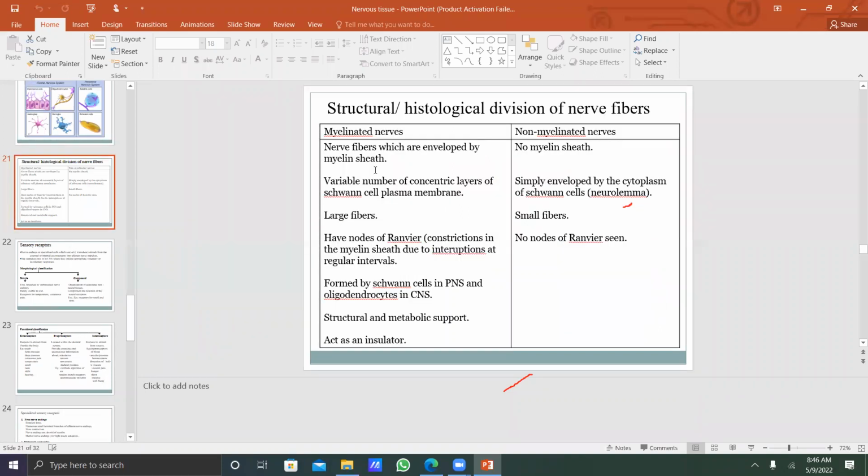Then there are these myelinated nerves. Their myelin sheath is formed by the Schwann cell in the PNS and the oligodendrocytes in the central nervous system. They give structural and metabolic support to the nervous cells and also act as an insulator.